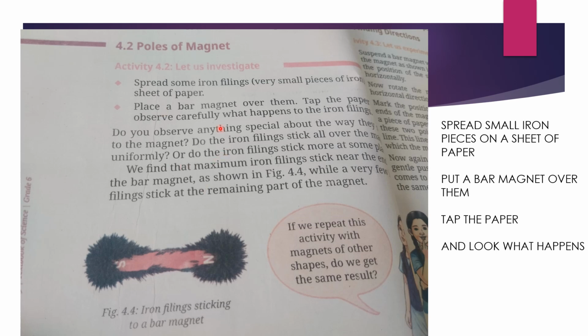So this is from the NCERT book. We are doing it in the form of an activity. Let us see the poles of the magnet. So we are trying to see about the poles of the magnet also. So spread some iron filings. What we have to do is spread small iron pieces on a sheet of paper, and then put a bar magnet over them, tap the paper, and then look what happens.